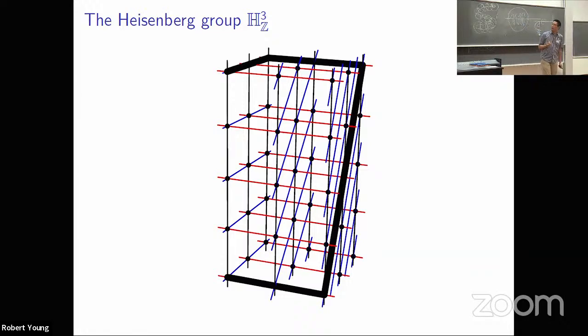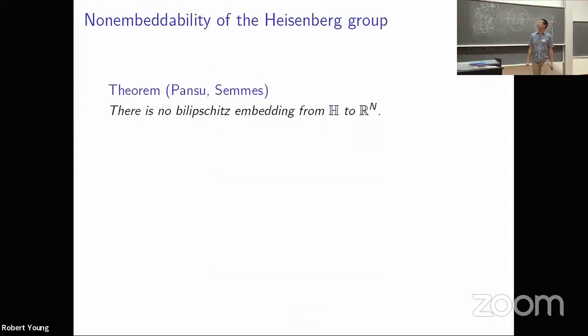In particular, it makes it hard to embed the Heisenberg group into spaces like Banach spaces where you have a lot of commutativity. The first theorem to this effect was a theorem of Pansu and Semmes, who showed that there's no bi-Lipschitz embedding from the Heisenberg group into Rn. And this is really based on the non-commutativity of the Heisenberg group and the differentiability of Lipschitz curves in Rn.